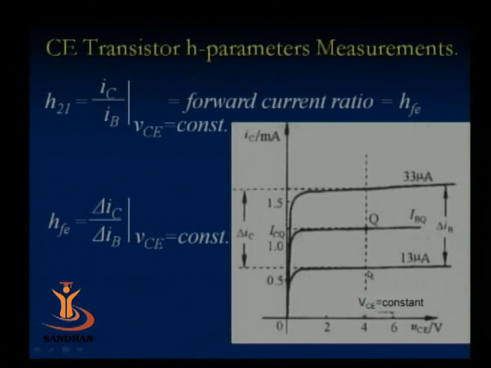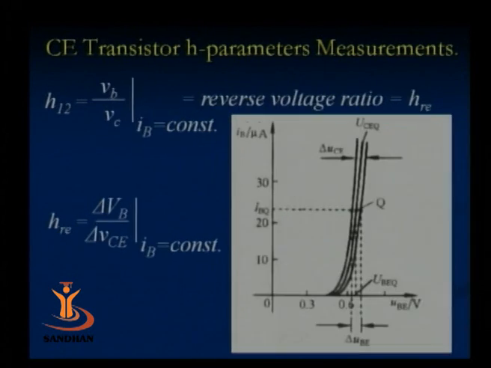So we can go from one characteristic to the other and find the change in base current, that is delta IB, and correspondingly the second collector current and the first collector current. This gives us delta IC. So using this output characteristics, we can find HFE of a transistor in common emitter mode. The third one, let us say HRE, the reverse voltage ratio.